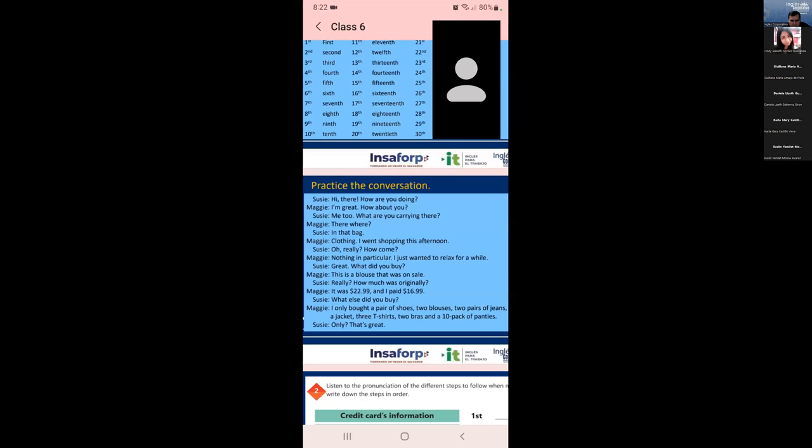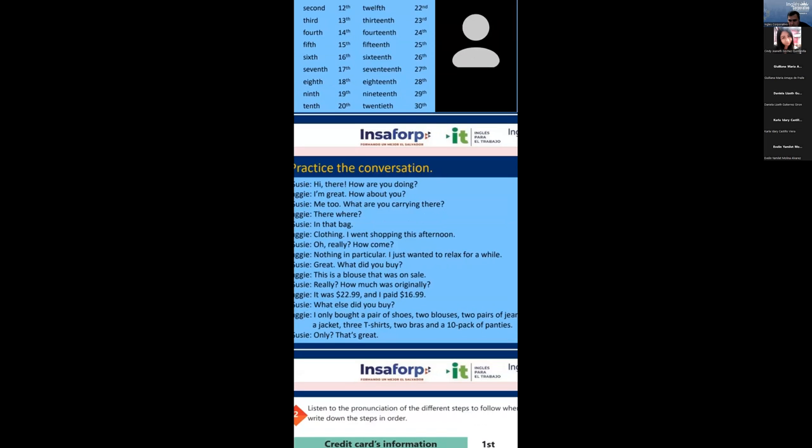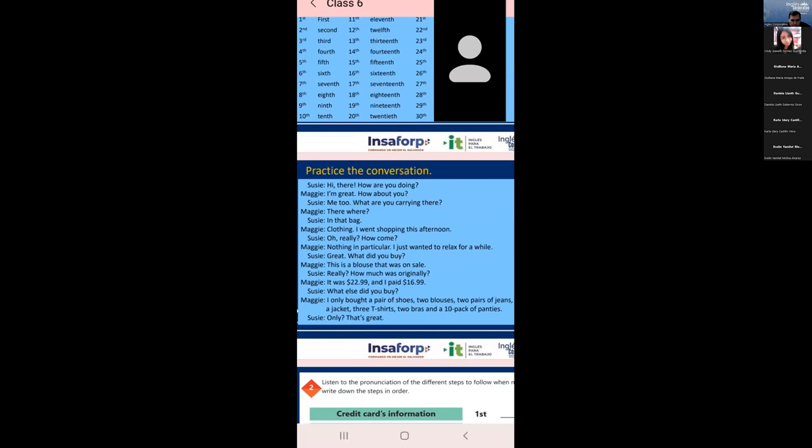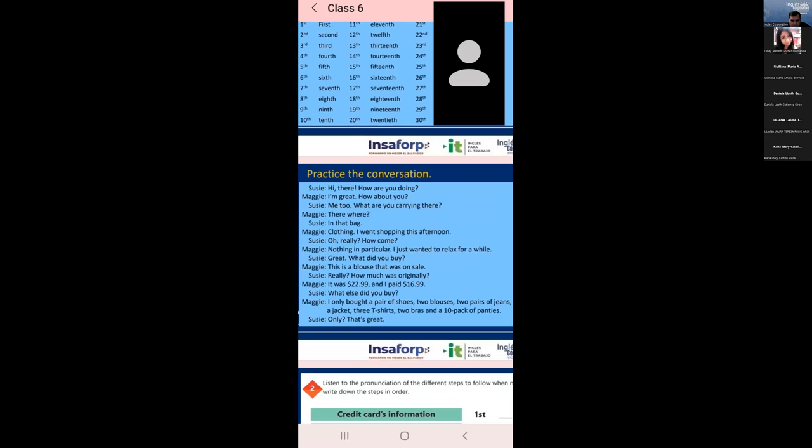¿Con quién empezamos? Esperen, perdón. Miren si así ven. Sí. Sí, también. Excelente. Vaya, ¿quién empieza? Si quieren, empiezo yo. Vaya. ¿Con quién? Conmigo, si gusta. Yo soy Maggie. Empiezo. Hi there. How are you doing?